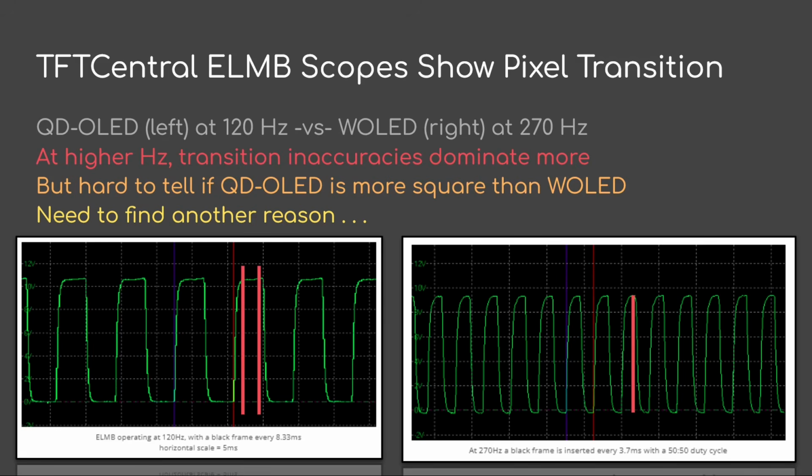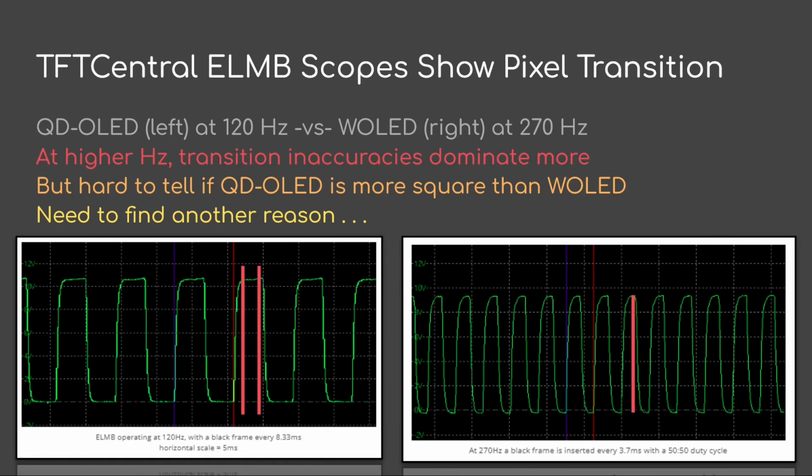You'll notice at higher Hz, the transition inaccuracies dominate the signal more. So for instance, on the left-hand side, you'll notice that there's almost a linear segment between the point at which the transition ramps up and the point at which the transition ramps down. That's at 120 Hz. But on the WOLED on the right, by 270 Hz, you notice there really isn't much of a linear step in there. It mostly transitions up and then transitions down.